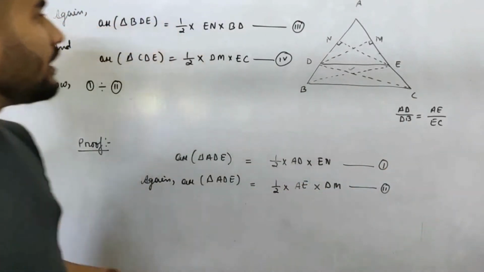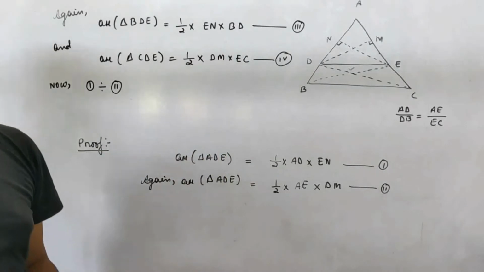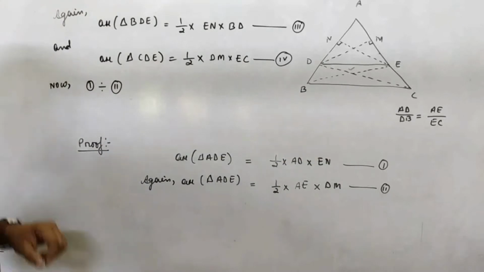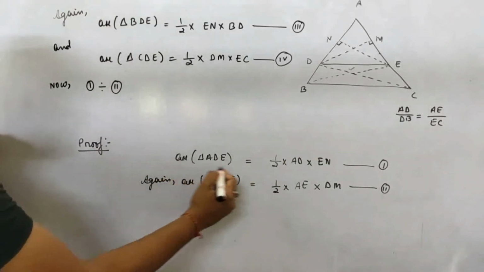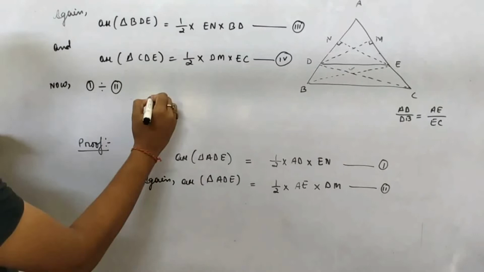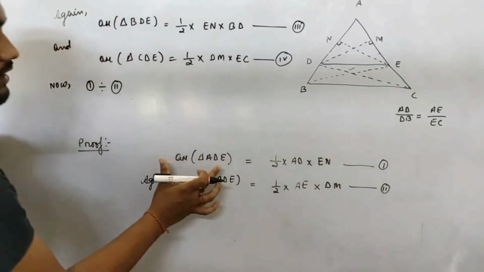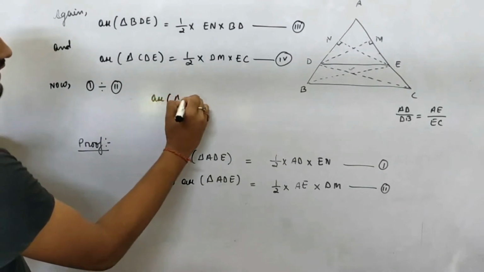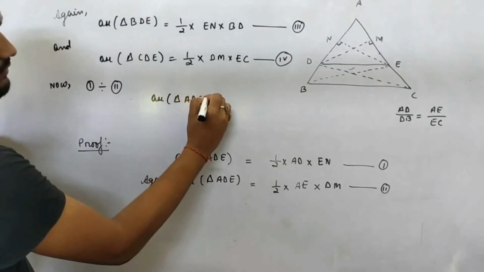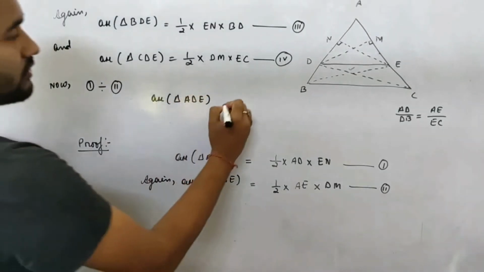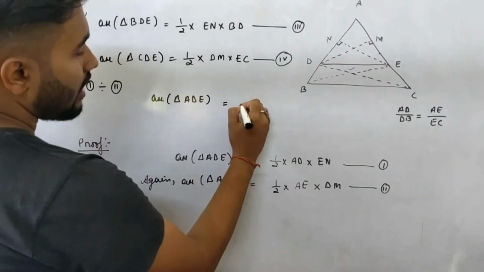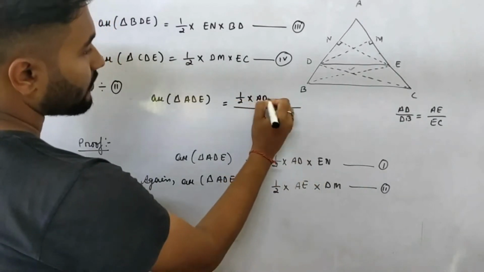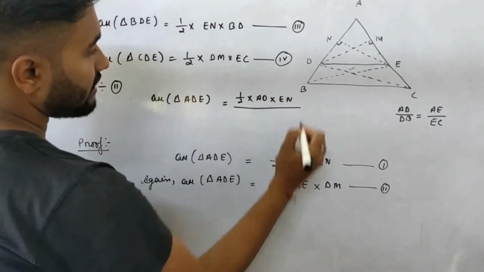It is in equation 1, and your BD is in equation 3. So AD by BD means 1 divided by 3. Now if I do this, what is the left part? Area of triangle ADE. In equation 1, what is the left part? It is area of triangle ADE, right? This will be equal to, I am writing like this, half into AD into EN. Done.